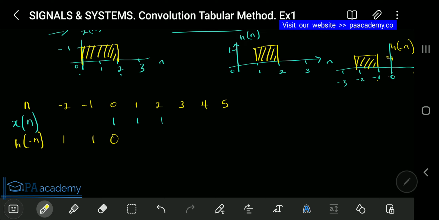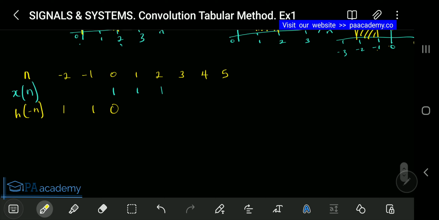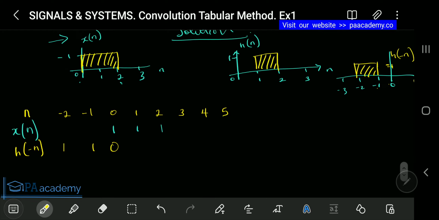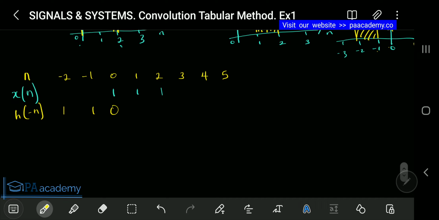Now, what we are going to do is continue shifting the mirrored signal, that is h of -n. We don't need to shift x of n. It's only h of -n that we are going to be shifting now. Exactly. So we are going to keep shifting it to the right. Are we good?